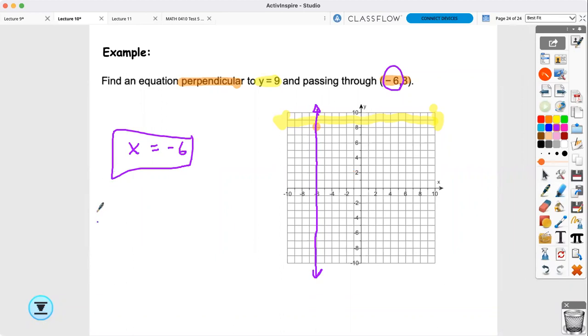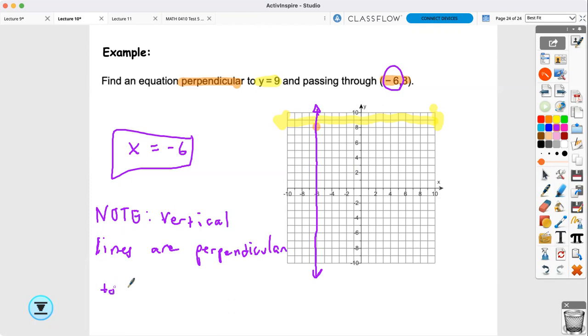So to end off our lecture, we're going to write a note. Vertical lines are perpendicular to horizontal lines, and vice versa. And then we're done. That concludes today's lecture, guys. We did it. You survived.